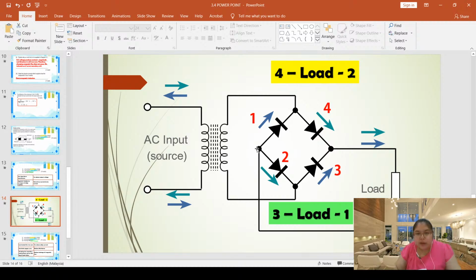Okay, after going up, they go to number 2, because number 1 you cannot go. You start from here. You cannot go back from here. You must go back to another terminal.